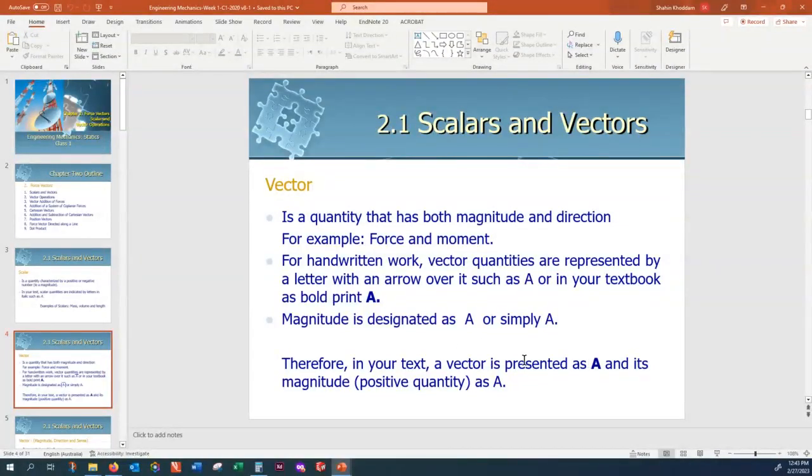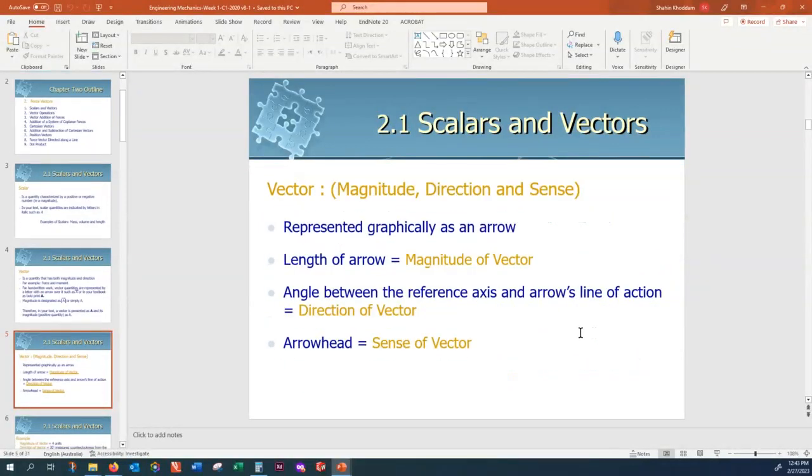Some people use boldface, some people use boldface with an arrow on top of it, or something different. In this textbook, we are dealing with magnitude, direction, and sense of the vector. So the length of the arrow is the magnitude of the vector, and the angle between the reference axis and the arrow's line of action is the direction of the vector. The reference axis is the trigonometric circle's x-axis. So you want to know what this reference axis is.